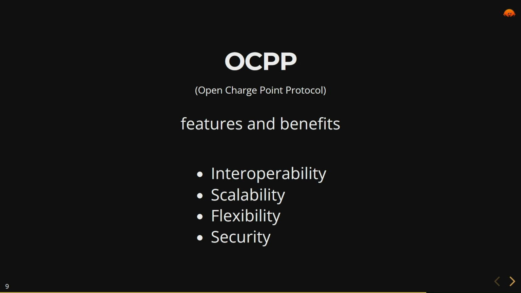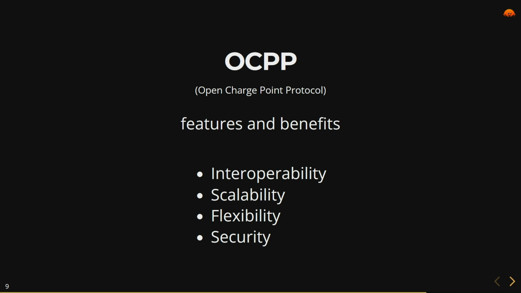The protocol is designed to be flexible and extensible, allowing for the addition of custom features and integration of new functionalities as the EV charging ecosystem evolves. It also provisions for secure communication and data exchange, ensuring the privacy and integrity of the charging-related information.